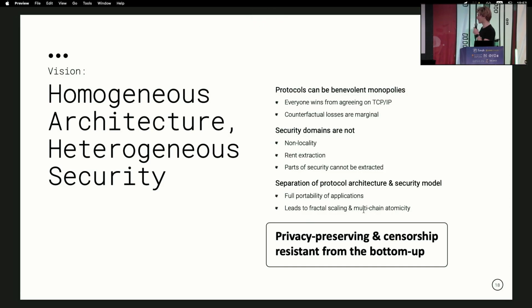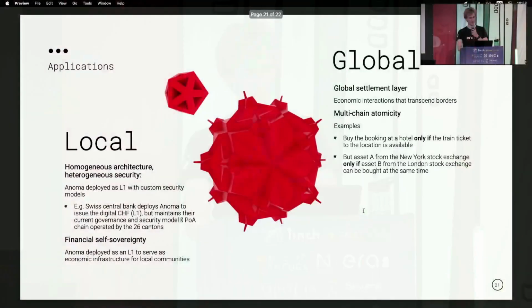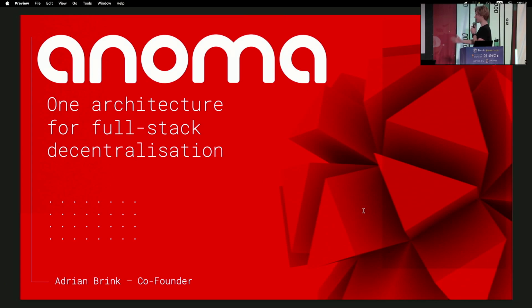Maybe just one last comment here is, fundamentally the direction we need to be moving in as a space is towards homogeneous architectures but heterogeneous security models, because not everyone cares about the same security model. Like my parents don't want Ethereum security. My parents want local village proof of authority chains run by the local authority. And we should just always consider, how do we make unified architectures available to people no matter what security guarantees they actually care about. This leads also to fractal scaling, to Typhon as a new consensus architecture, and yes, thank you very much. This is Anoma, one architecture for full stack decentralization.